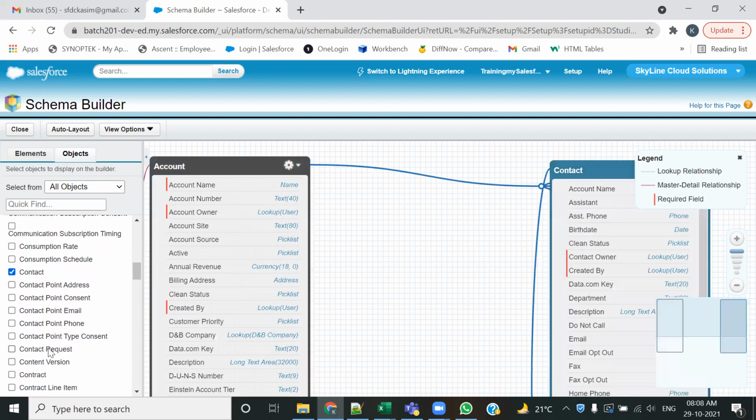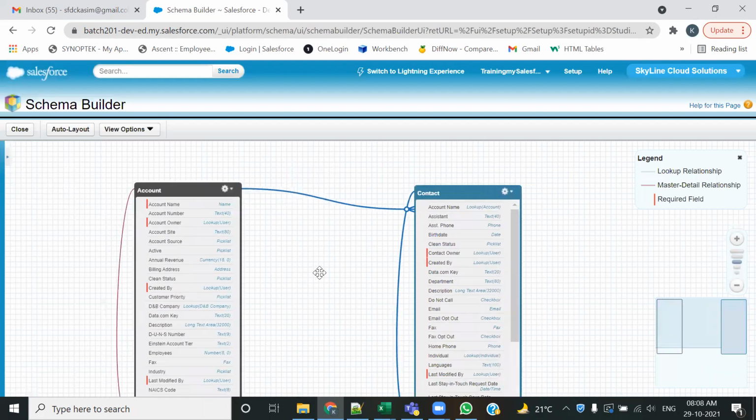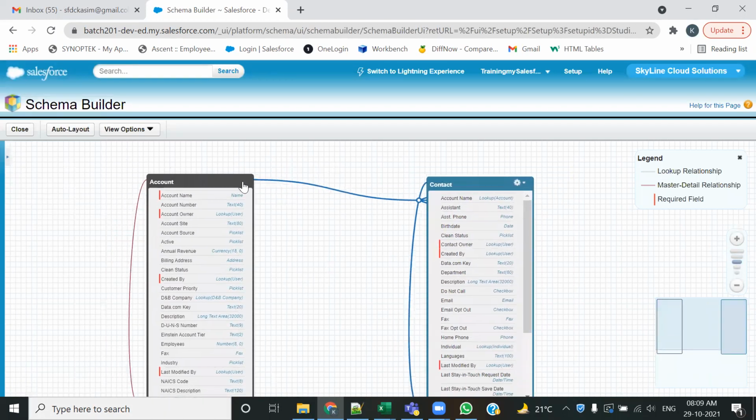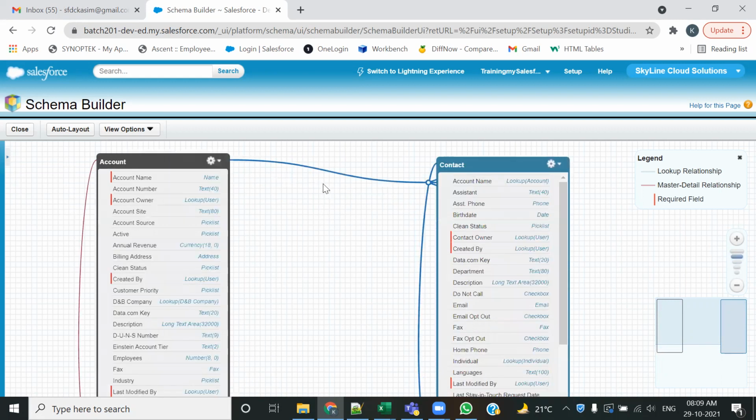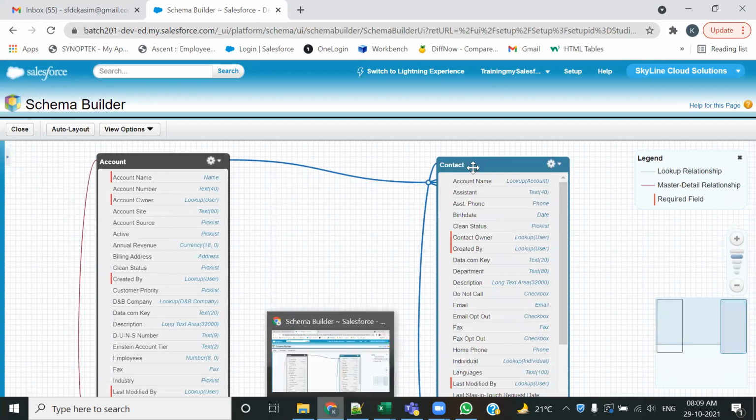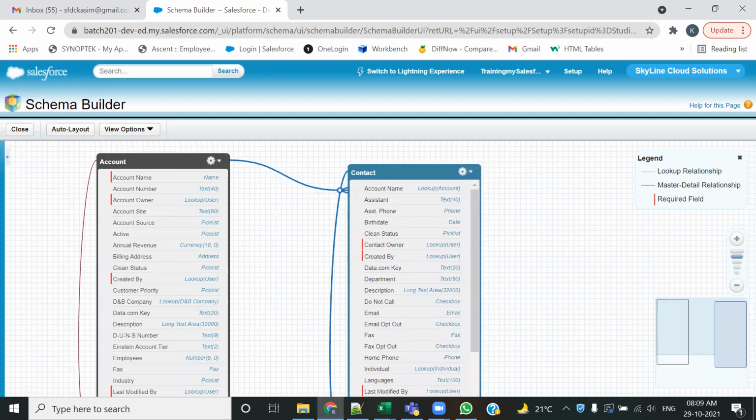So like contact. You could see that account and contact, these are two objects, and they are related to each other with this line. Now when I put my cursor over here, one pop-up will occur. It's telling me that there is a lookup relationship between the contact and the account. So what does this mean by a relationship?